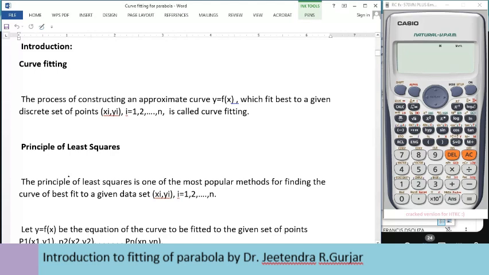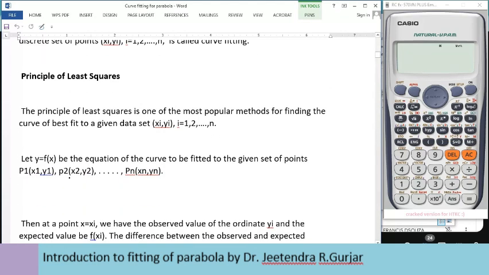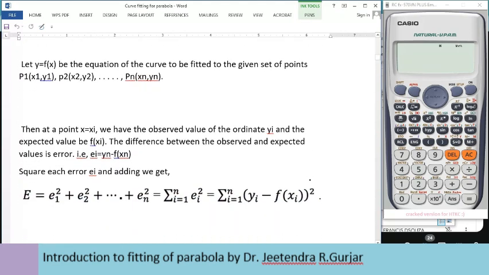So let us take a curve. Let y equals f of x be the equation of the curve to be fitted to a given set of points. Let us take the points P1, P2 till Pn. You can write down, students. Then at a point x equals xi, let there be n number of x points and n number of y points. We have the observed value of the ordinate yi and the expected value f of xi. The difference between the observed and expected value is the error.